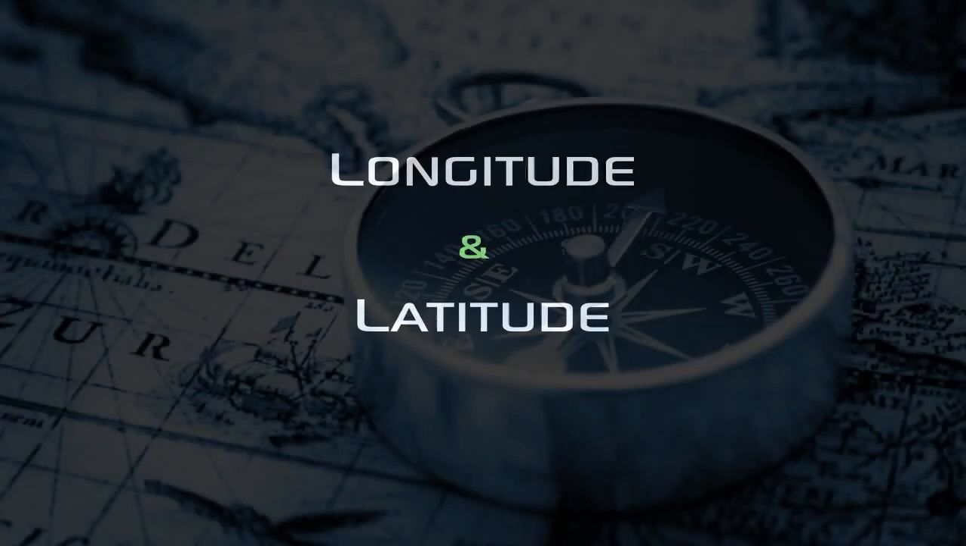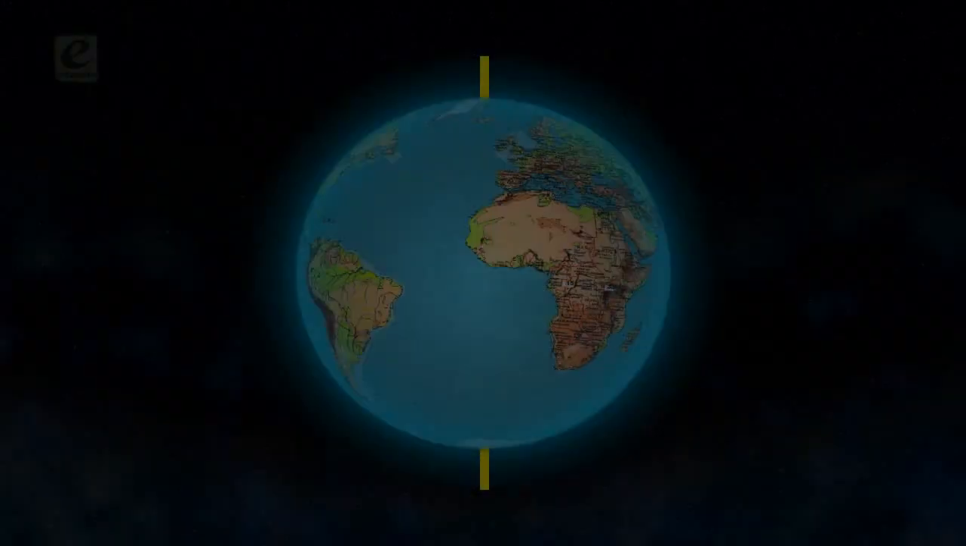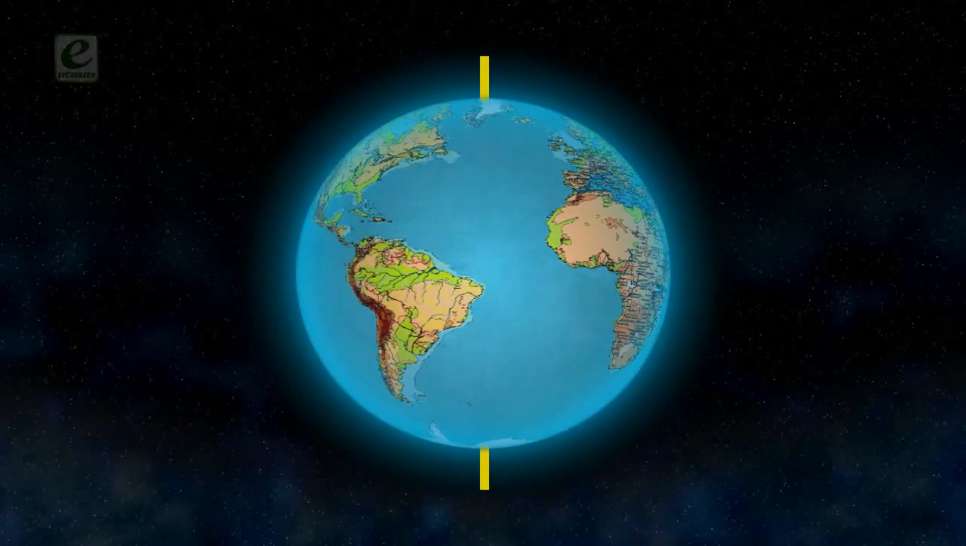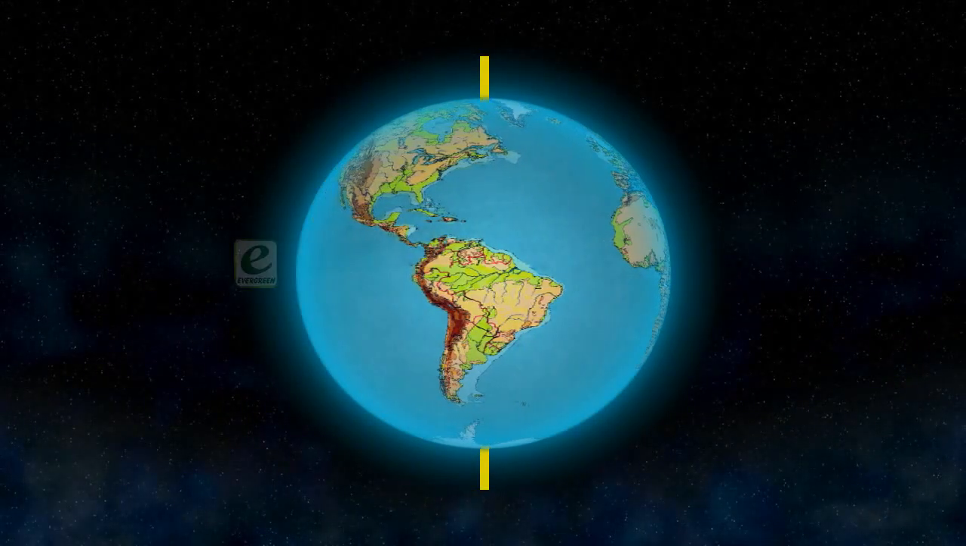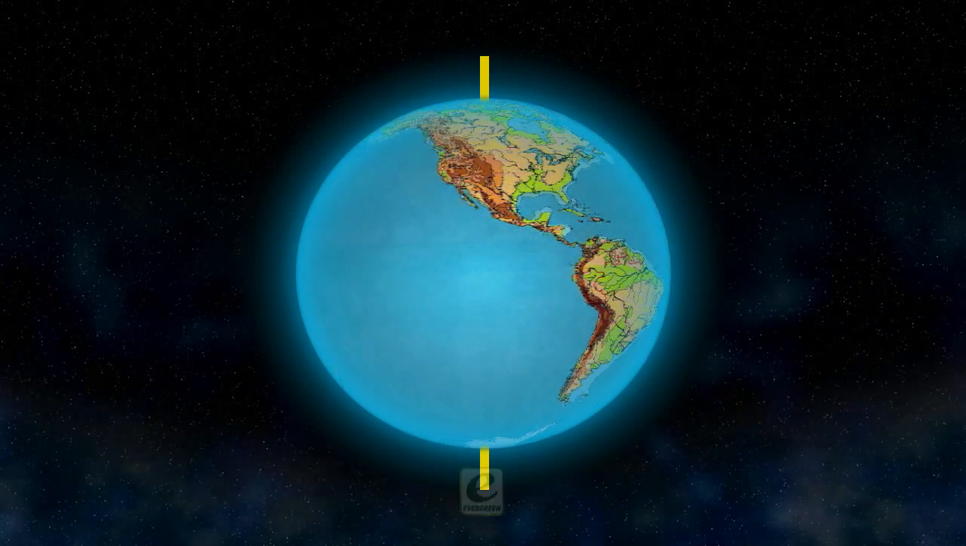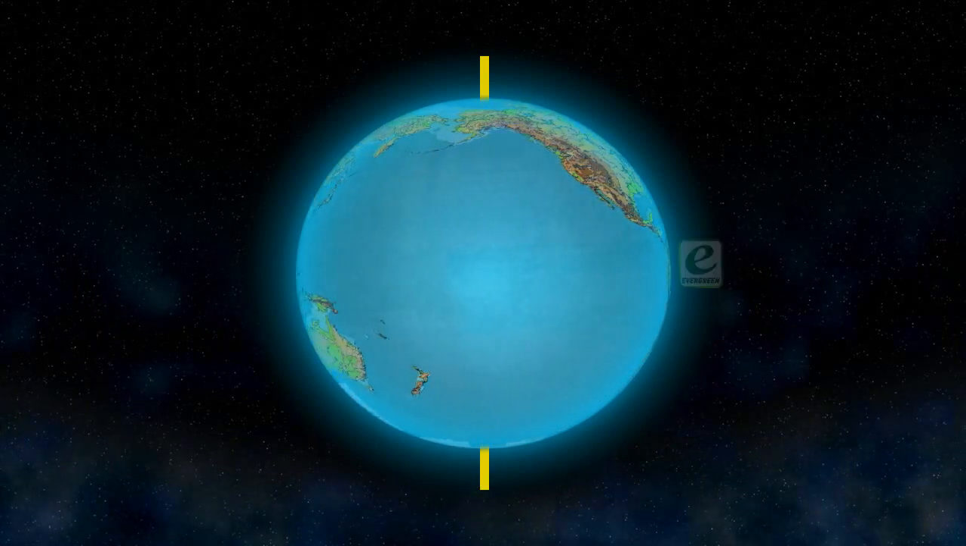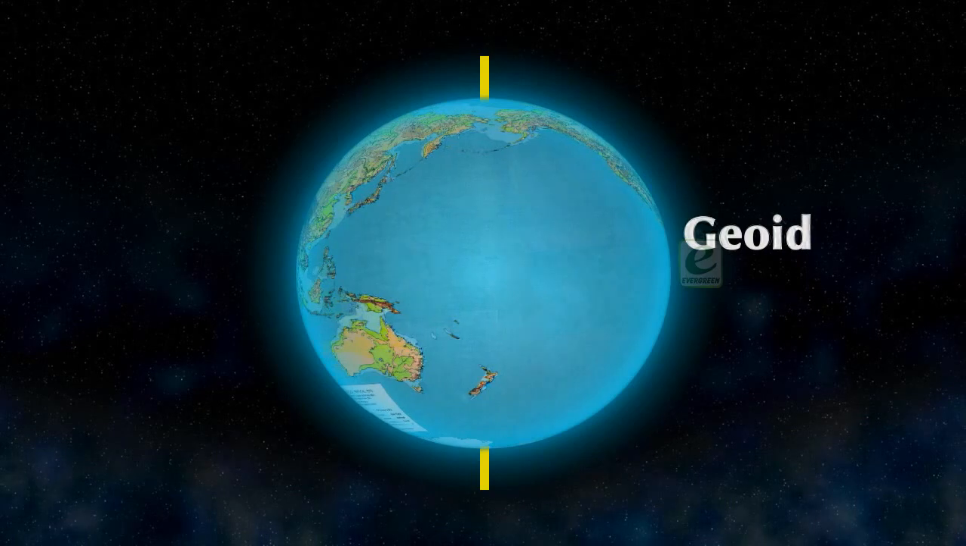Longitude and latitude. Shape of the Earth. Our Earth is spherical in shape, though it is not a perfect sphere. The radius at the equator is larger than at the poles. This shape of the Earth is called geoid.